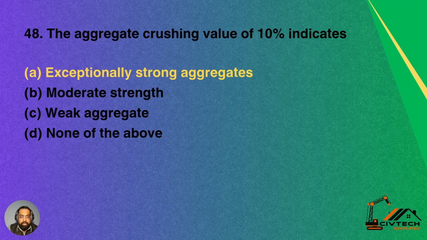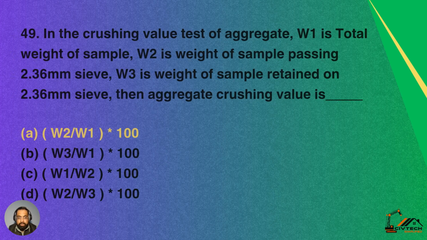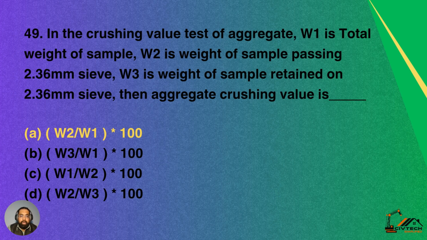Question 48. The aggregate crushing value of 10% indicates: option A exceptionally strong aggregate, option B moderate strength, option C weak aggregate, option D none of the above. So if the crushing value of the aggregate is 10%, it indicates exceptionally strong aggregate. Option A is the correct answer.